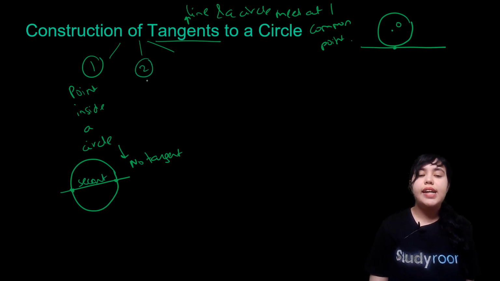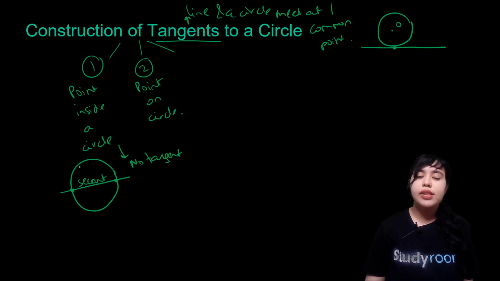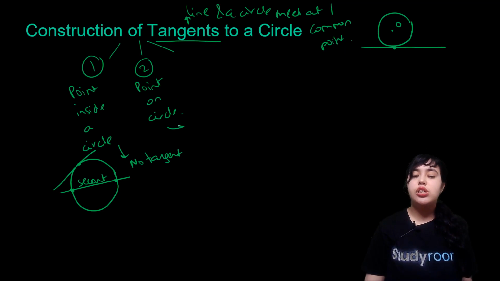Then the second possibility is that the point can be on the circle. By on the circle, I mean the circumference of the circle. In that case, there will only be one tangent. So then one tangent is possible.